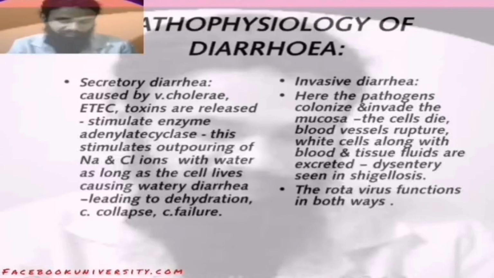Invasive diarrhea. Here the pathogens colonize and invade the mucosa. The cells die, blood vessels rupture, and white cells along with blood and tissue fluid are excreted. Dysentery is seen in shigellosis. The rotavirus functions in both ways.